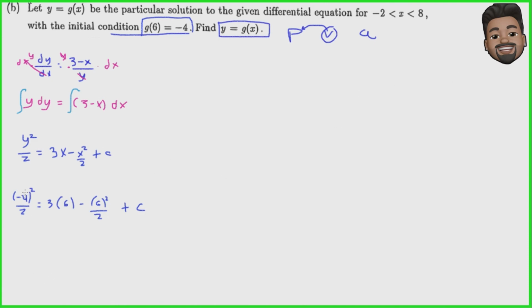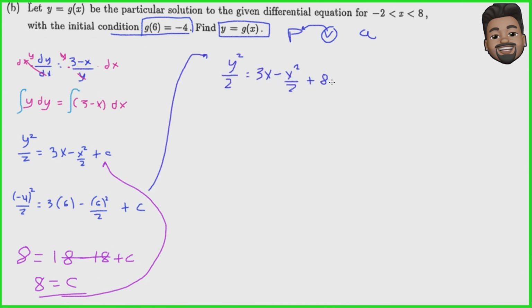This is going to be 16 over 2, which is 8. So I'm going to write 8 right here. 3 times 6 is 18. And then this is 36 divided by 2, which is 18. There it is. Pretty nice. We got 18 minus 18, and 18 minus 18 is 0. So we're going to get 8 is equal to C. So now that we found our C value, let's go ahead and plug it into this one right here. Let me take a moment to write this out.